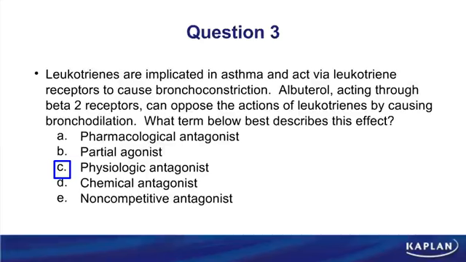Remember, if it was chemical, chemical means that leukotrienes and albuterol actually bind to each other, and we know that's not true. If it was pharmacologic, that means that leukotrienes and albuterol would be working on the same receptor, and we know that that is also not true.